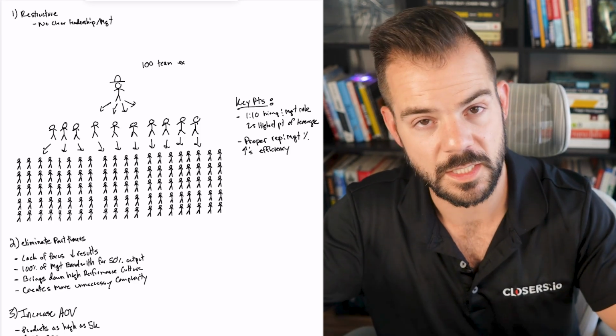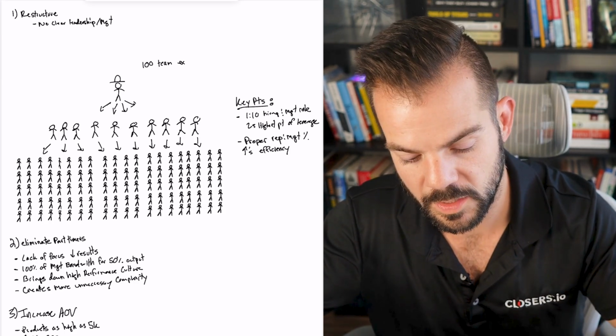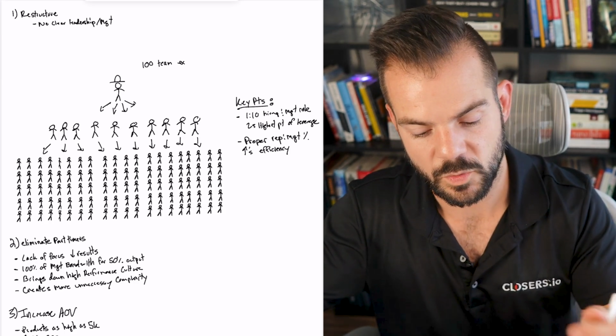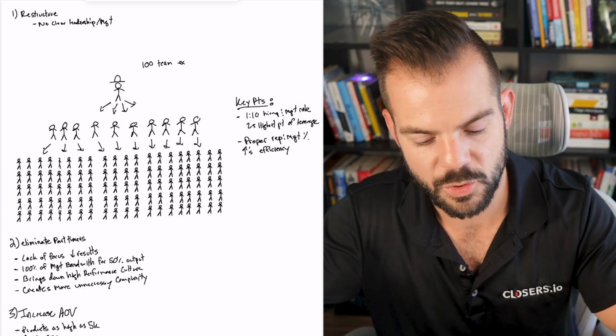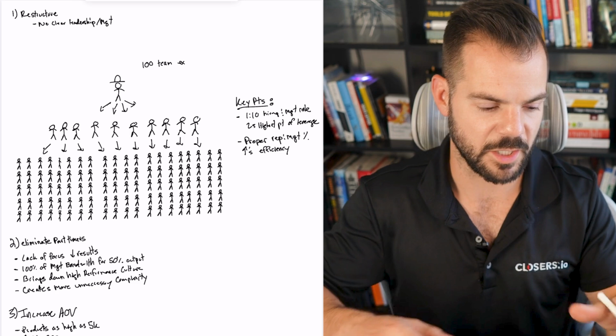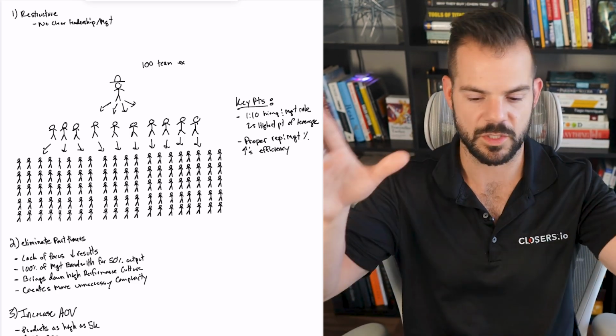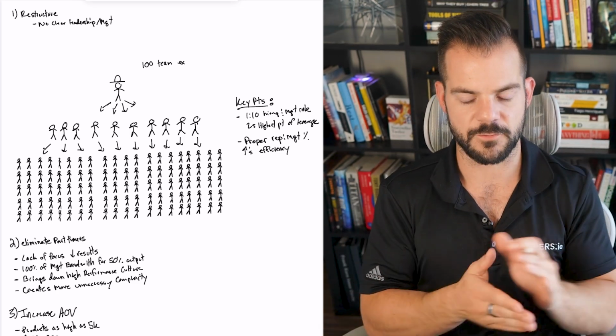So the first thing I advised this business owner was really to do a management restructure. What I mean by that is when this company was first asking me for advice, they had no clear top-down leadership or management. It was just kind of blitz scale. There were all these reps. It was very, very inefficient stuff all over the place.